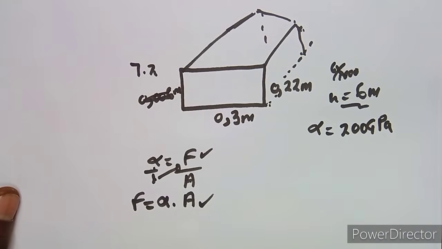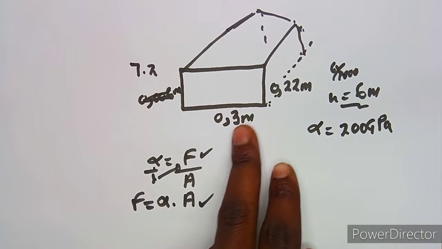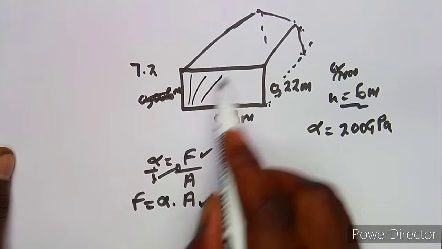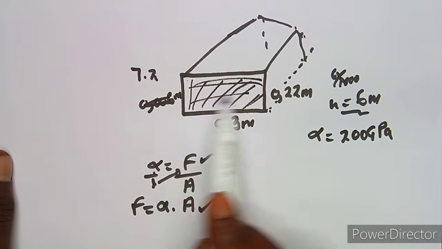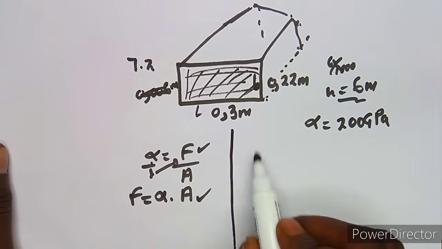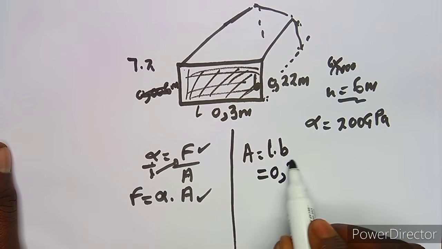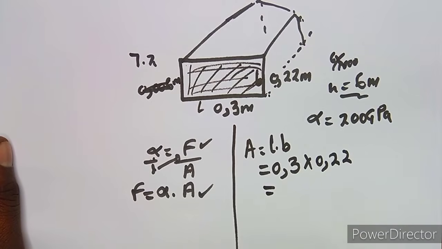So if you are to cross check, we are given 0.3 here and we are given 0.22. So which means we can actually obtain our area because it's a rectangular part that we have here. Even though it's going to connect to somewhere, here we've got a rectangle which is going to give us an area because we've got the length and the breadth. All right, so our area in this case is going to be length times breadth, which is 0.3 times 0.22. So now we can have our area. I calculated this and obtained 0.066. So this is what you're going to have in square meters, like that.